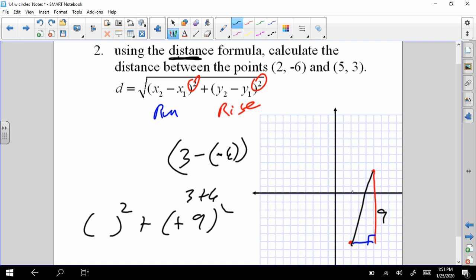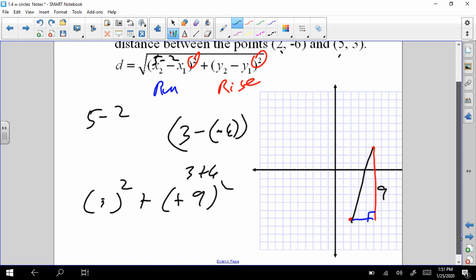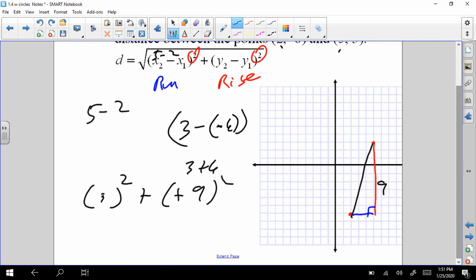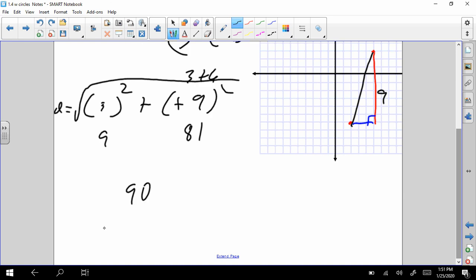What's the run? Well, the run is 5 minus 2. 5 minus 2 is 3. When I square them, 81 plus 9 is 90, so the distance is 3 radical 10.